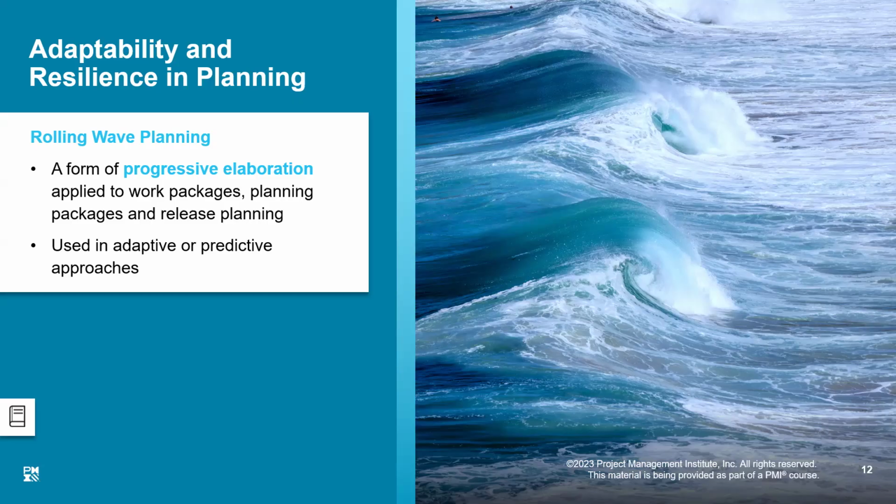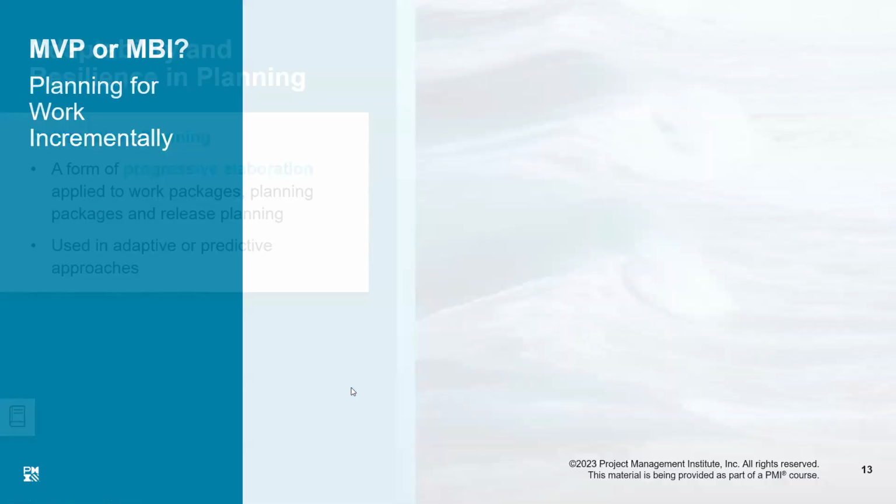Now, as far as rolling wave planning is concerned, that is but natural in agile. With every iteration, we will plan that iteration, and that is actually rolling wave planning. So we plan iteration by iteration.